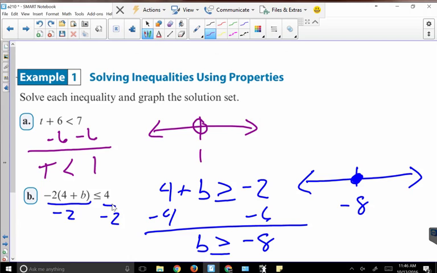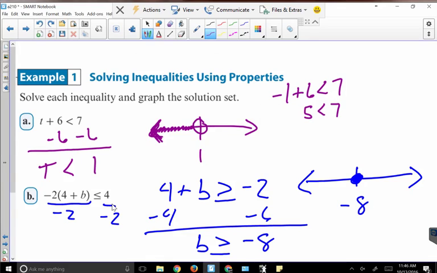So if I look at the first one up here, it was said t was less than 1. So am I saying that any number that's less than 1 should work? Okay. So that means it gets shaded in going down this way. Let's check. Give me a number that is less than 1. -1. If I put -1 in for t, so -1 plus 6 less than 7. Well, -1 plus 6 is 5. Is 5 less than 7? So it's true. It works. I shaded it the right way.